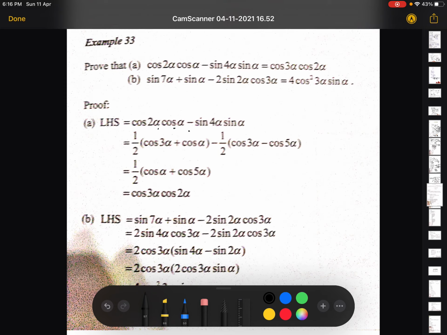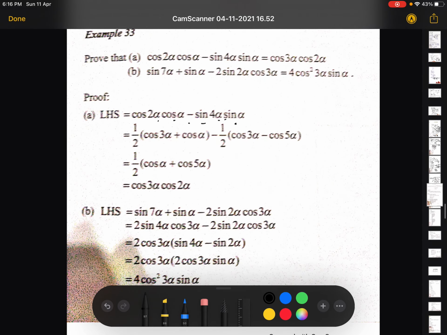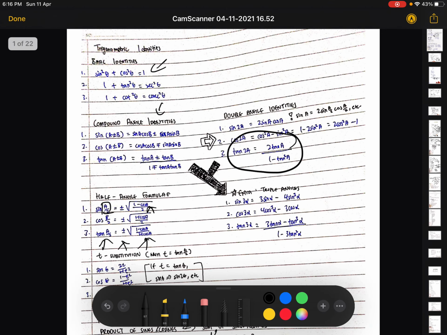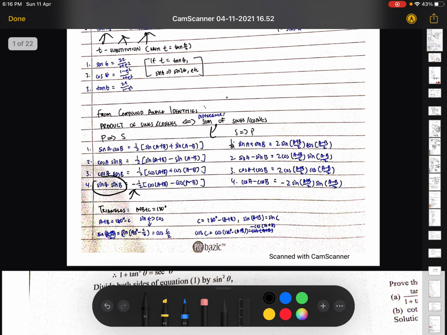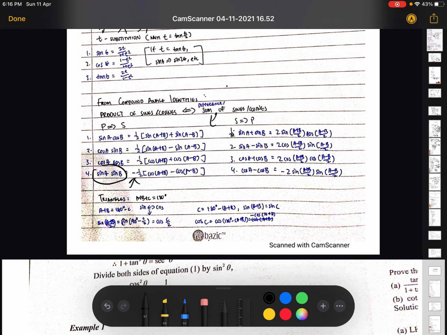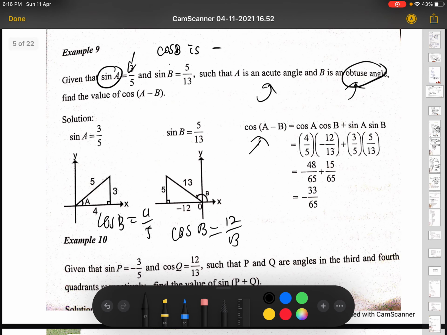Okay, cos 2 alpha cos alpha minus sin 4 alpha sin alpha. So cos 2 alpha cos alpha, you try and convert this into that half thing. So 2 alpha plus alpha is 3 alpha, and then 2 alpha minus alpha is alpha. And then sin 4 alpha sin alpha, this one, I forgot where it is. Oh, here. Wait, let me just.